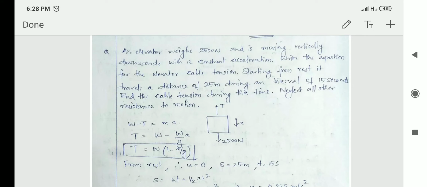Now the next question: an elevator weighs 2500 Newton and is moving vertically downwards with a constant acceleration. Write the equation for the elevator cable tension. Starting from rest, it travels a distance of 25 meter during an interval of 15 seconds. Find the cable tension during this time, neglecting all other resistance to motion. So here also we have an elevator. It weighs 2500 Newton and is moving vertically downwards with a constant acceleration. We are asked to write the equation for tension.